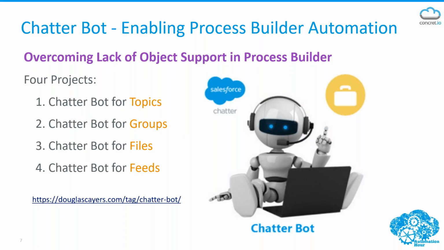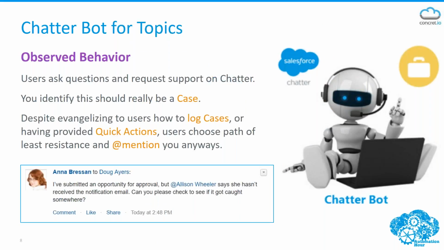So Chatterbot for topics. What we're seeing is users have adopted Chatter really well, they're engaged, and they start asking questions to the administrators or to other people. And as we're moderating the feed, we start to realize some of these conversations probably need to be turned into an official case so that they can be routed to the appropriate support team. We can report on it, track it, follow up on it, and it not just get lost in the ether that is the Chatter feed, right?